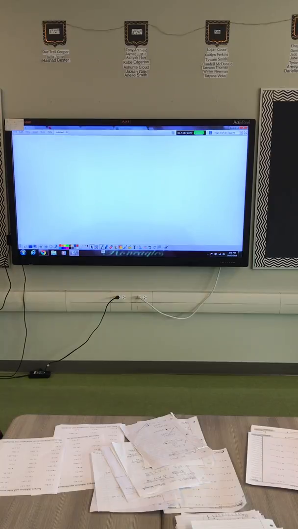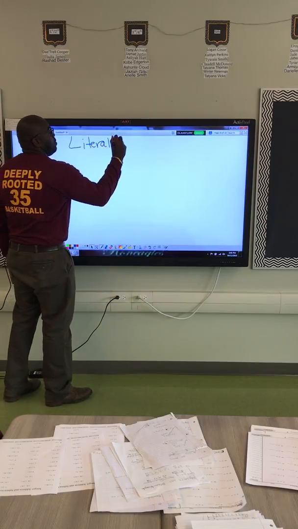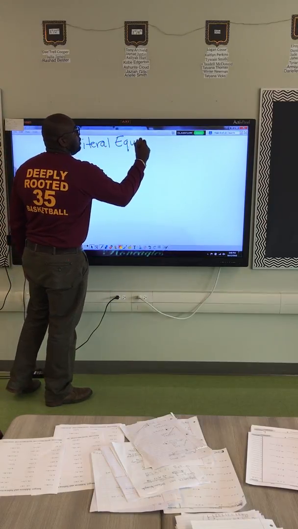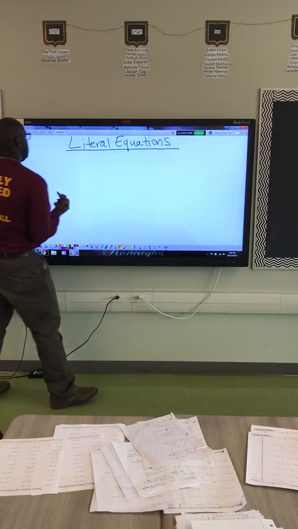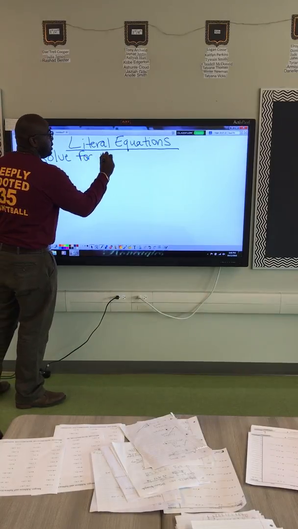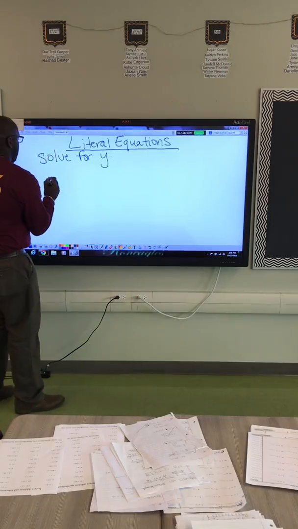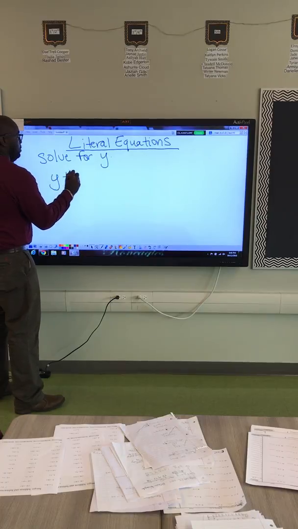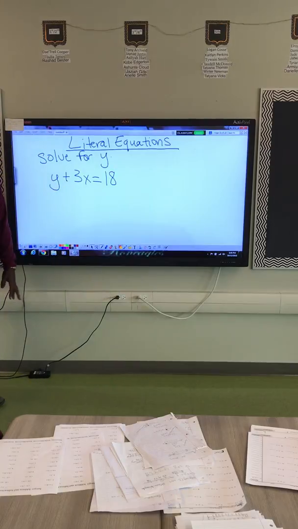Last thing I'm going to show you today, literal equations. Literal equations, you have 2 variables. And most times you're going to be solving for y. Now they can ask you to solve for anything, but most times you're going to solve for y. It starts off y plus 3x equals 18. Starts off with the y plus or minus the x equals a number.